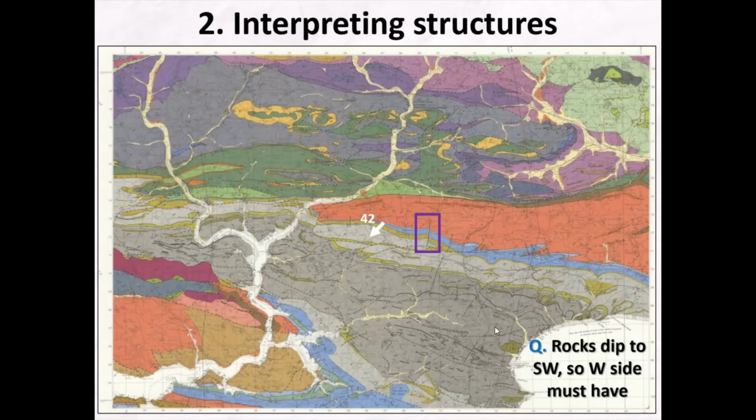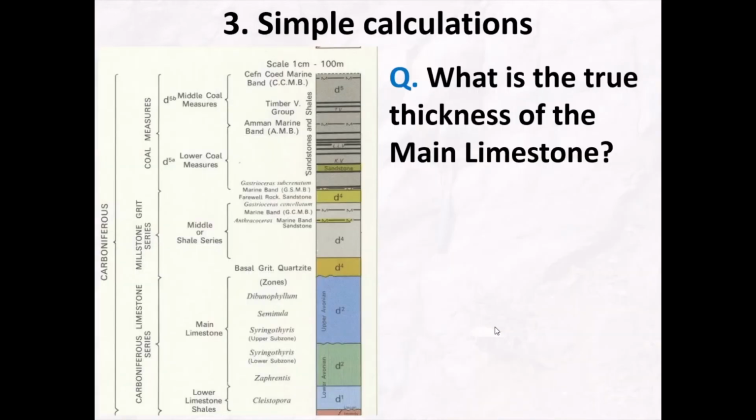Okay, so we can interpret the structures, we can interpret folds and faults. Then we can be expected to ask or to answer some simple calculation questions. So for example, a calculation that might be based on the stratigraphic column. What is the thickness of the main limestone?